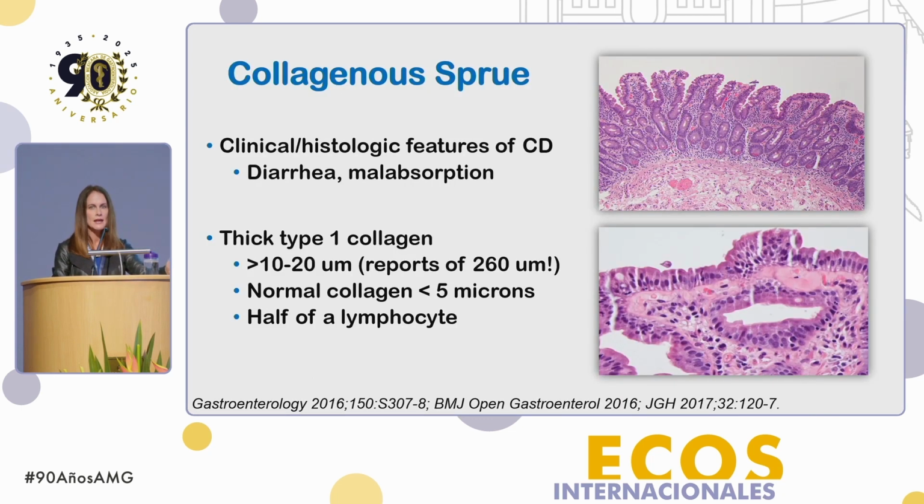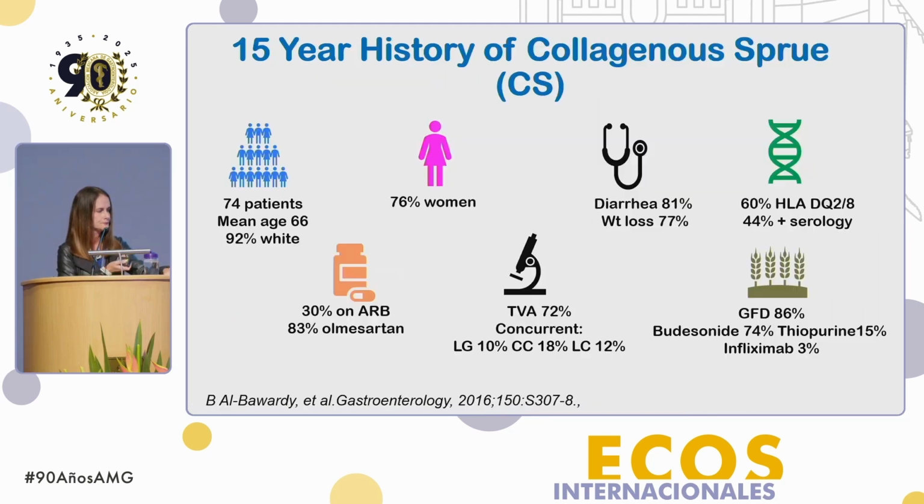Collagenous sprue. So again, this is a patient who will present in the same way as someone with celiac disease, with diarrhea and malabsorption. But the difference that you will see histologically is they will have a very thickened collagen band. Normally you should see the collagen band being no thicker than one lymphocyte. But you can see in that lower picture, the lymphocytes are being just surrounded by collagen. So just at first pass, you can see that collagen band is very thick.